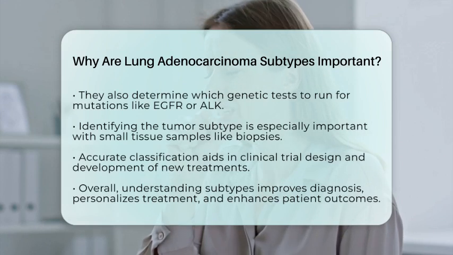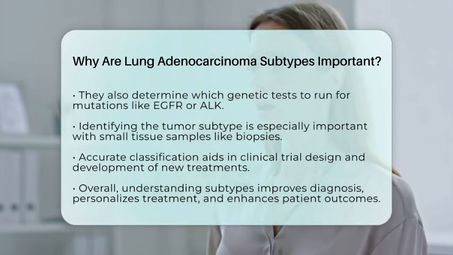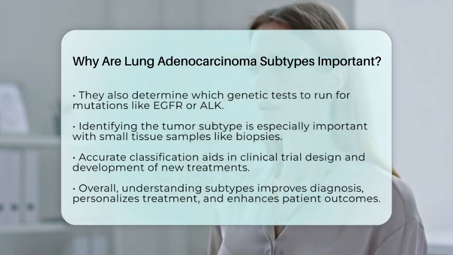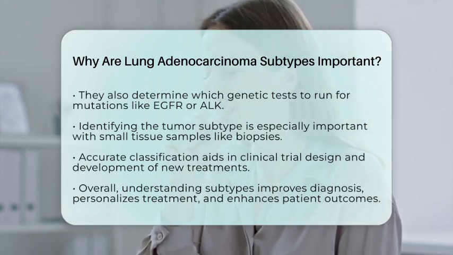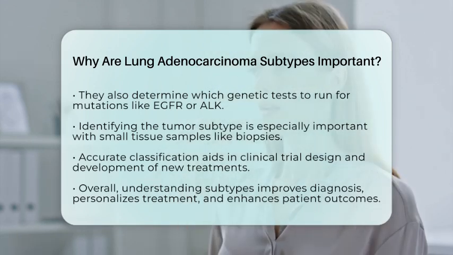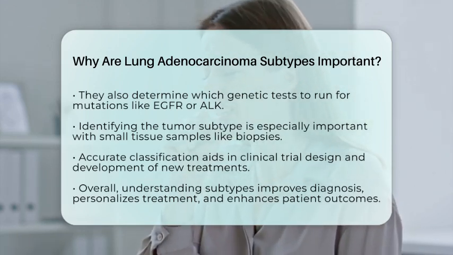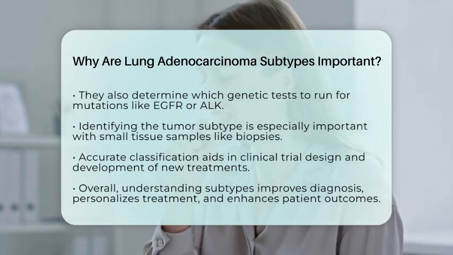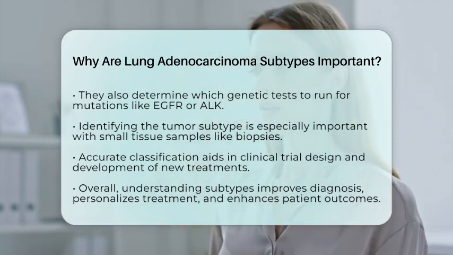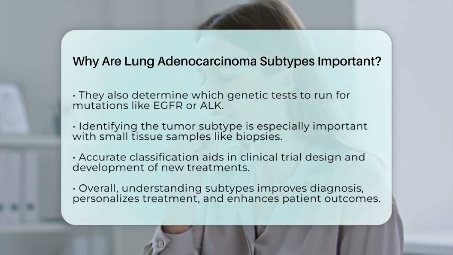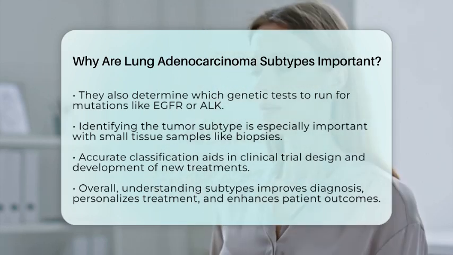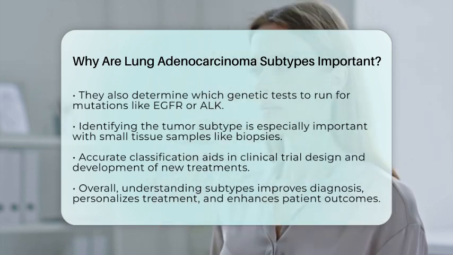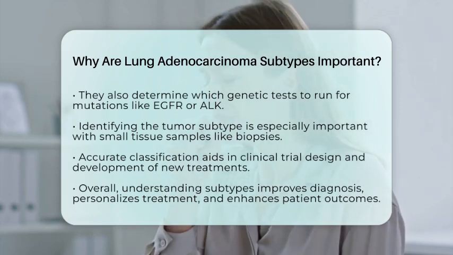In summary, understanding the different subtypes of lung adenocarcinoma is crucial because it provides vital information about prognosis, guides personalized treatment, helps identify genetic mutations for targeted therapy, and improves diagnosis. This detailed classification ultimately helps improve outcomes for patients and advances the way we treat lung cancer. If you or someone you know is facing lung cancer, it's always best to discuss these details with a healthcare professional who can provide guidance tailored to the individual case.